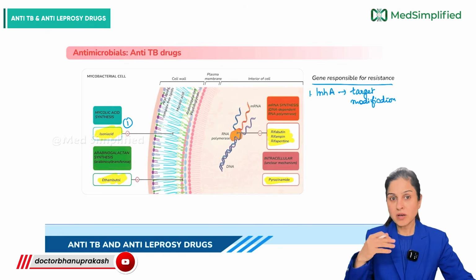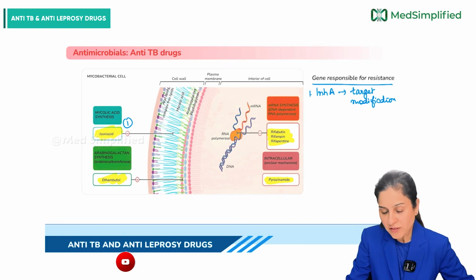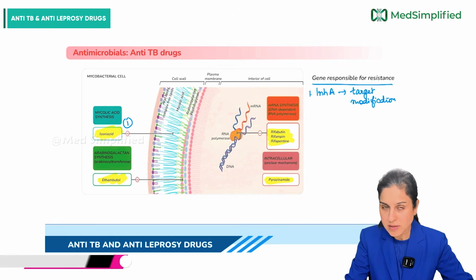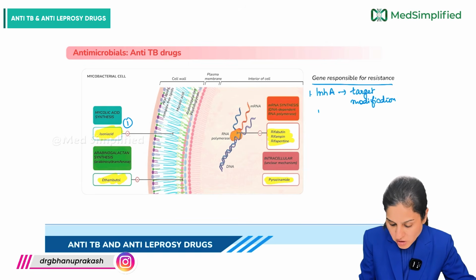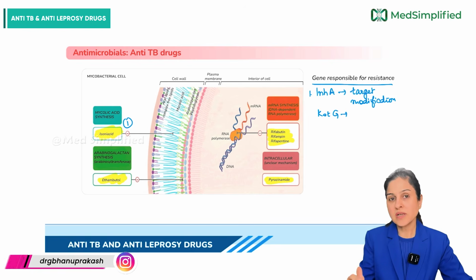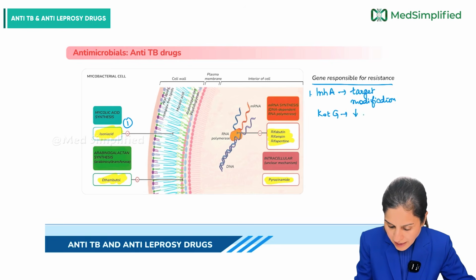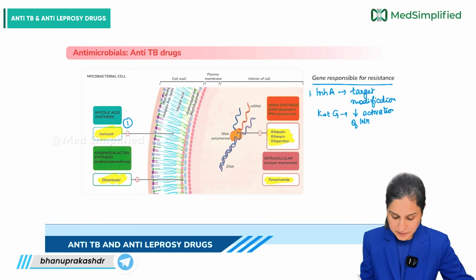Now, INH or isoniazid is a prodrug which needs to be activated, and the enzyme which activates it is called catalase peroxidase. That catalase peroxidase is encoded by a gene called KATG. If there is a modification in this particular gene, there will be a decrease in the activation of INH, so the action will not occur.